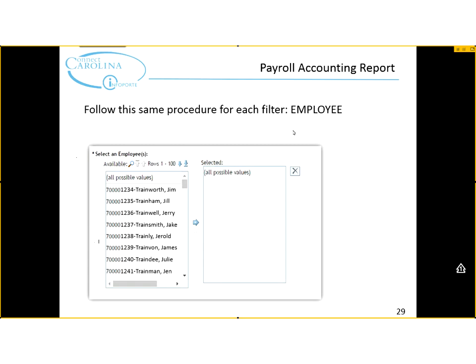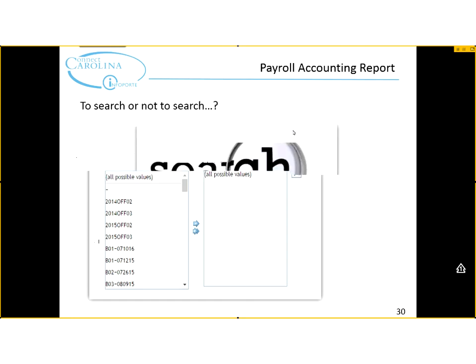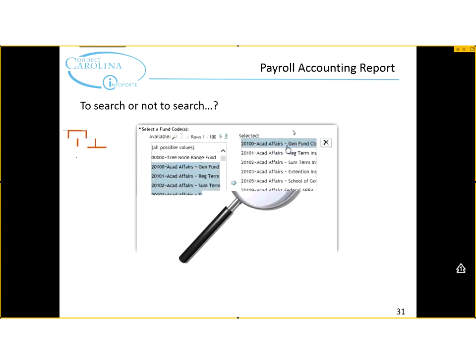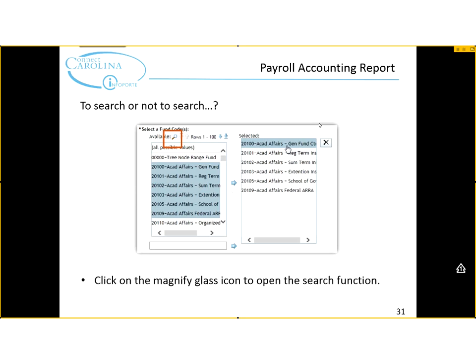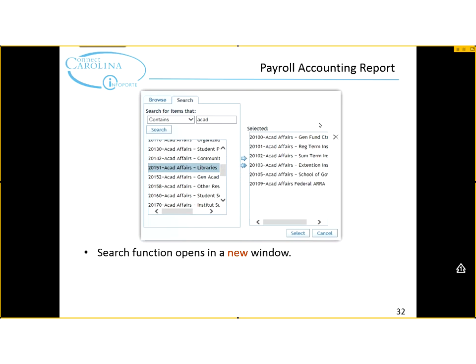So just finishing up with the filters, you can look at a particular person, and you can also filter by a payroll run ID. Some of these also you might think, I don't know the number, or maybe I know a portion of it, and wouldn't it be great if we could search? So you can search, of course, and all you need to do is click on that magnifying glass, and it opens up the search function. And it does open it up in a new window, which is nice. But just something to keep in mind, this will pop up on your screen.